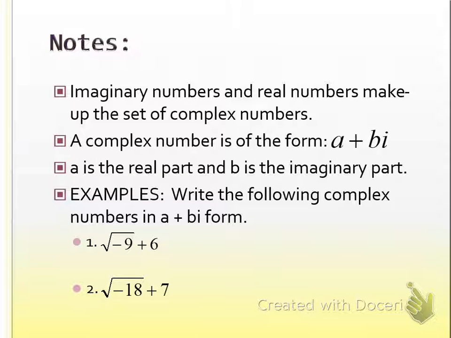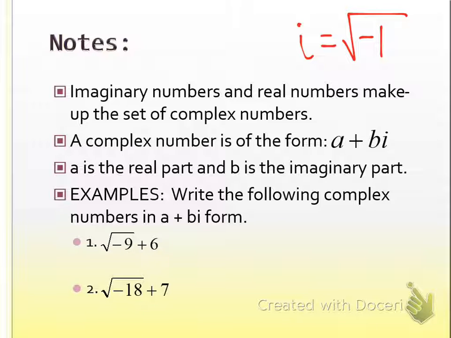Now, just for fun, who remembers what i stands for? Or what i equals? Charles? -1. Close, not just -1. Jacob? The square root of -1. That's what we talked about on Friday. a is the real part. b is the imaginary part.